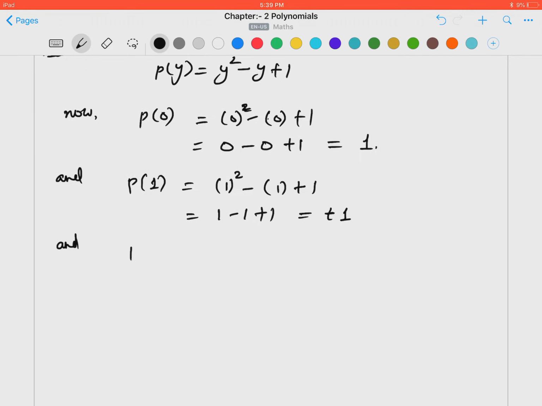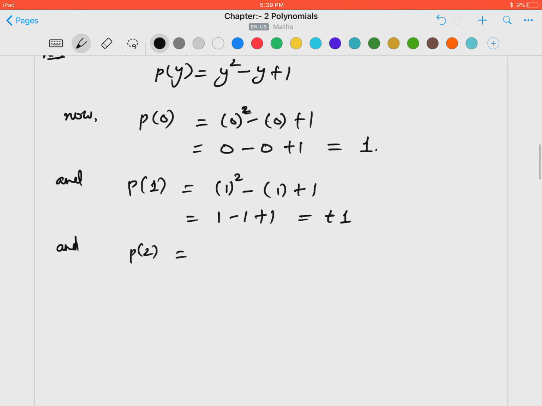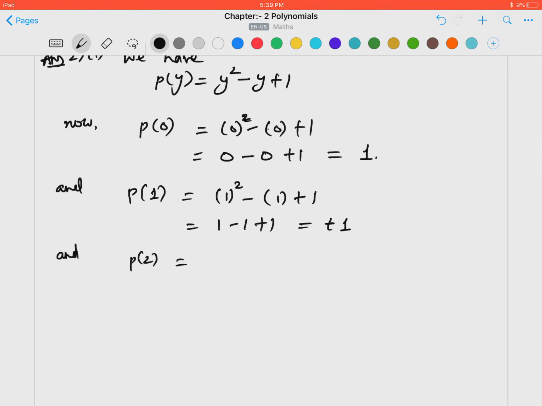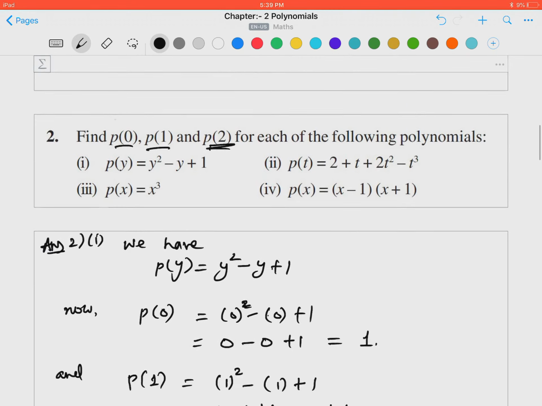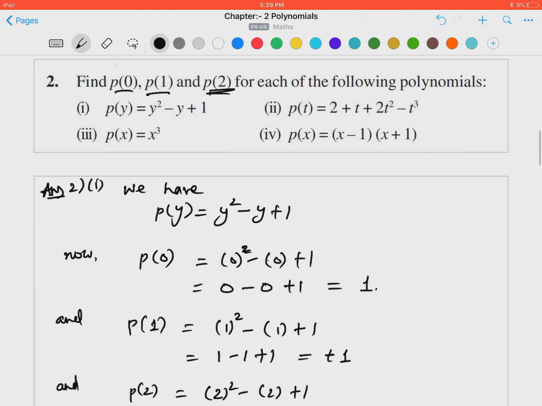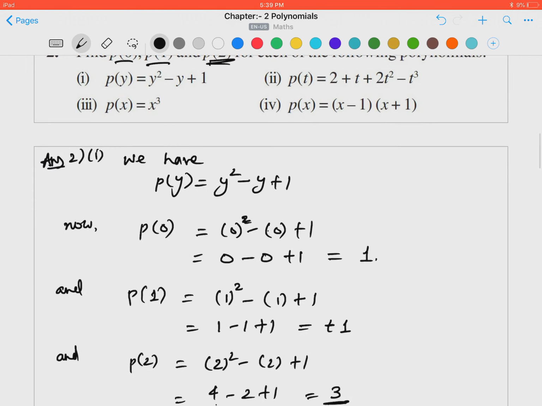And p2 is, the polynomial we have is y square. So at the place of y we'll write 2 square. Then we have minus y, that is 2 plus 1. So 2 square is 4 minus 2 plus 1. 4 plus 1 is 5. 5 minus 2 is 3. So the answer here is 3. Okay, that's how you can find the value of this polynomial at these three different values, p0, p1 and p2.